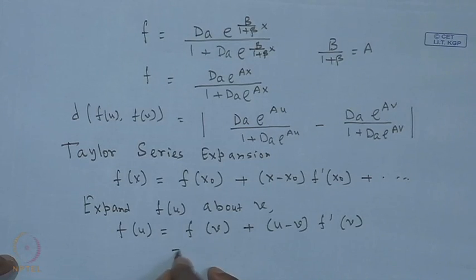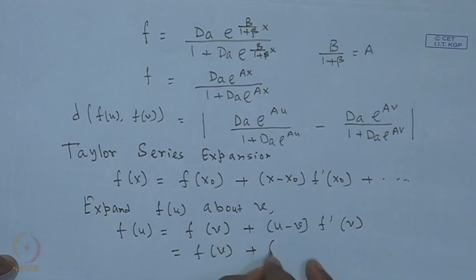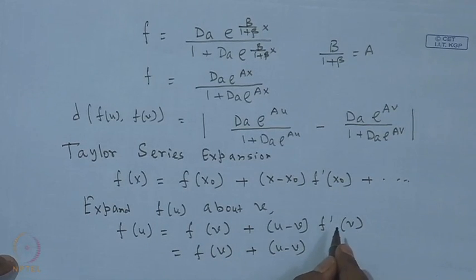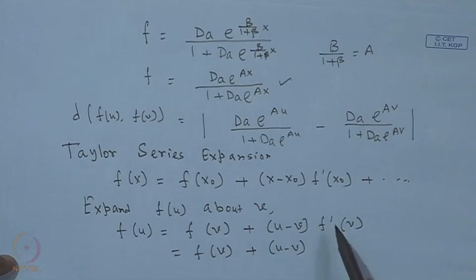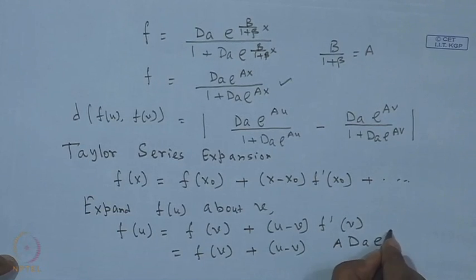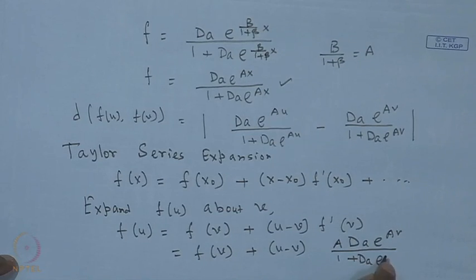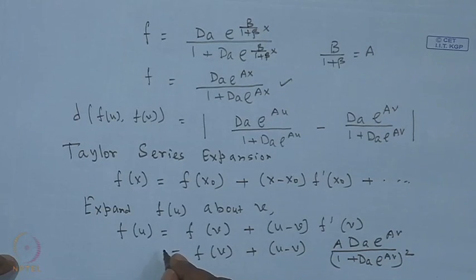So, this is the Taylor series expansion of whatever we have done earlier. So, we just write f of v plus u minus v, and what is f prime v? That is df by dx evaluated at v, and that expression becomes a dA e to the power a v divided by 1 plus dA e to the power a v, square of that. So, therefore, the expansion of f of u about v by Taylor series expansion is given by this expression.